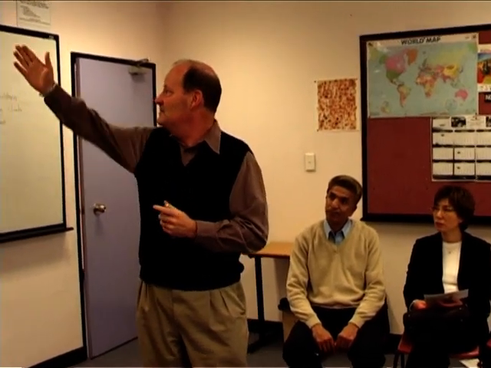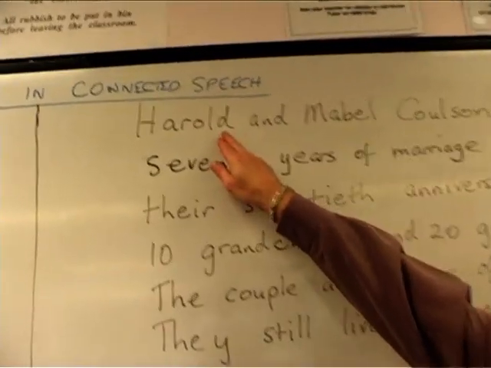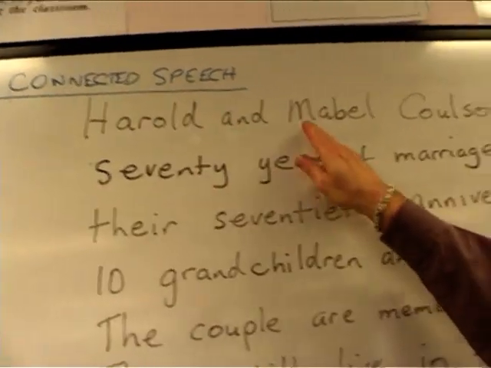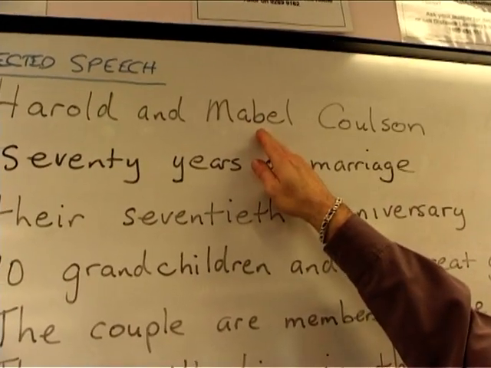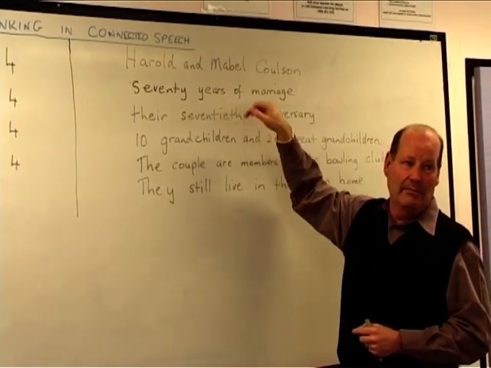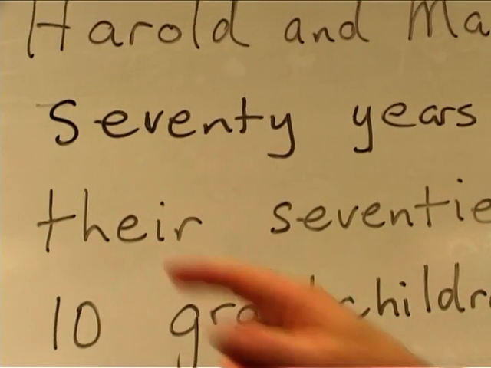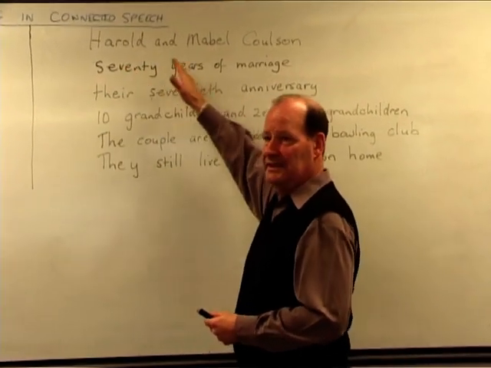Let's have a look at how this works in some of the sentences from the article that we've been reading, that you've now read about Harold and Mabel. What's this letter? D. And this one? M. And this one? B. And this one? B. What do we call these letters? D, L, T, Y, B, M. Consonants. And this one? A, E, I. What sort of letters are they? Vowels. Okay. Which words in this sentence are strong?